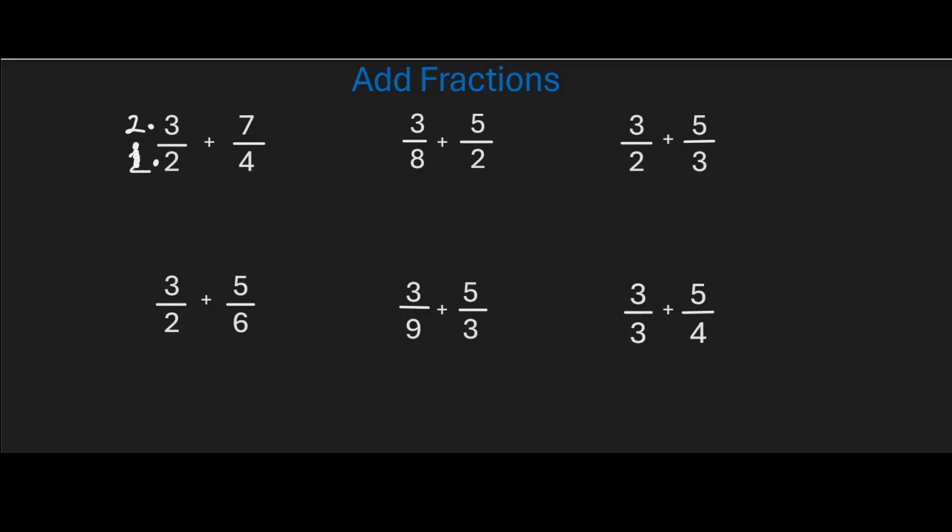Then when you multiply 2 times 3, you get 6, and 2 times 2, you get 4. Then I'm gonna write the plus sign, and then I'm gonna rewrite this other fraction. And then because they have the same denominator, then you can add the numerator.